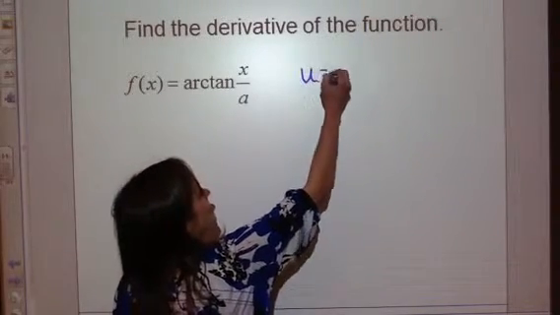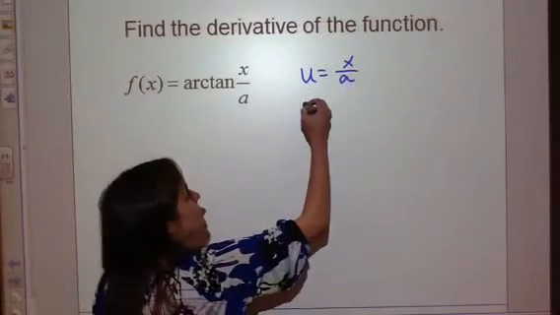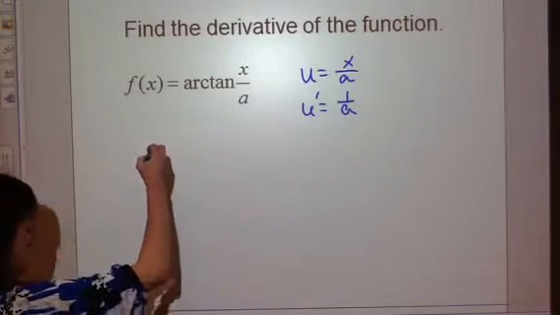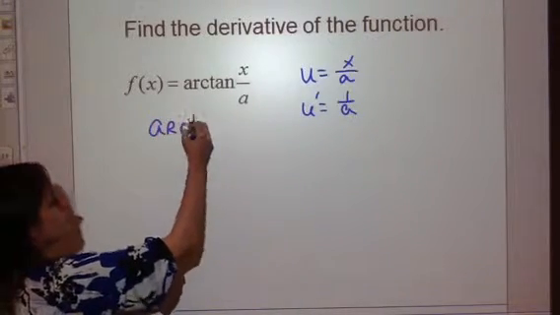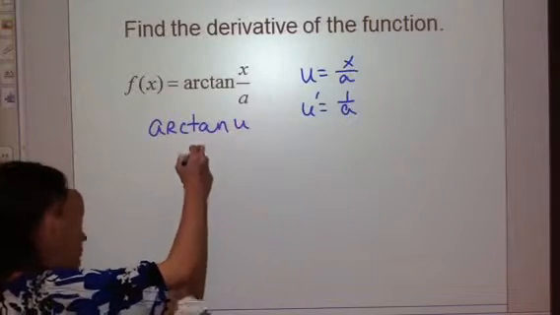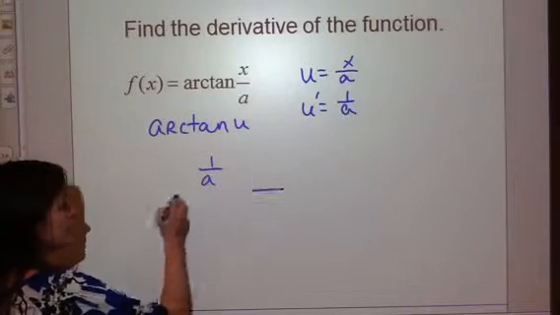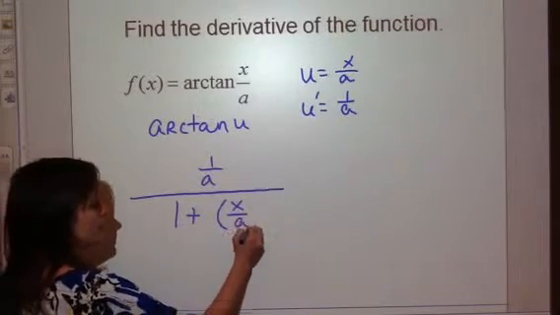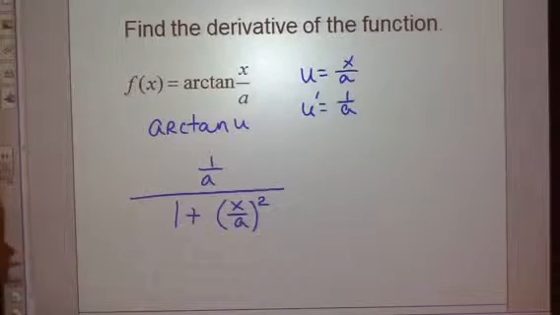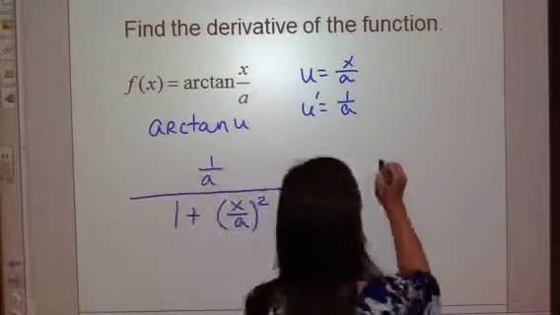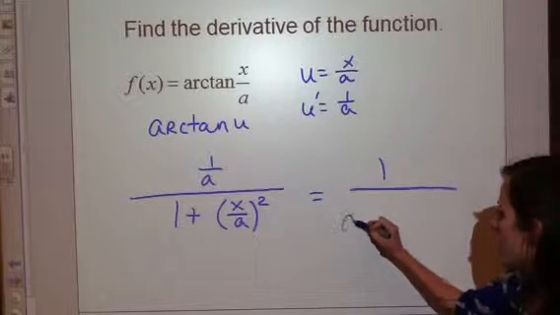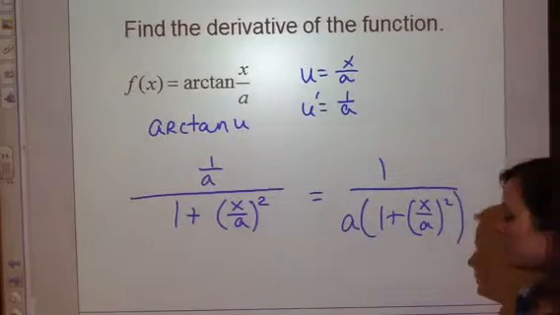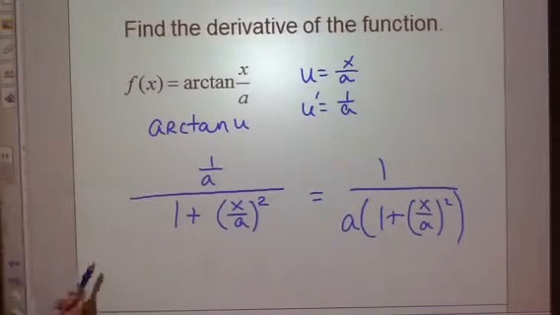You should say u is x over a. So the derivative of u is 1 over a. So arctangent of u, its derivative is u prime, so 1 over a, divided by 1 plus u squared. To rewrite so we don't have a fraction within a fraction, we would have 1 over a times 1 plus x over a squared. Don't worry about rewriting if you don't want to.